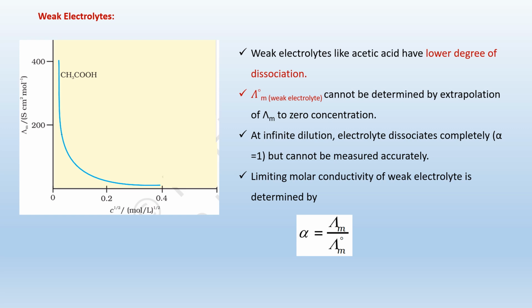And here you have another problem. You cannot find out the limiting molar conductivity for this electrolyte. Why? Because it is not a straight line curve, it is an exponential growth curve. Okay, you cannot extrapolate it and calculate the limiting molar conductivity, but you can determine it by knowing the degree of dissociation, alpha is equal to lambda m divided by lambda naught m.